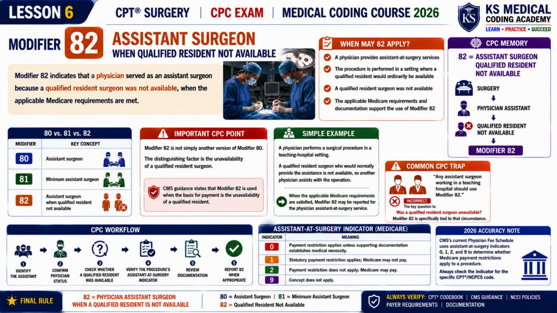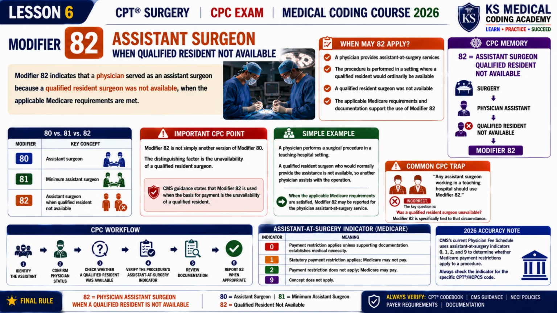For example, a physician performs a surgical procedure, but the qualified resident who would normally provide surgical assistance is not available. Another physician assists with the operation. When the applicable requirements are satisfied, modifier 82 may be reported for the physician's assistant at surgery service. Now compare the three modifiers: 80 equals assistant surgeon, 81 equals minimum assistant surgeon, 82 equals assistant surgeon when qualified resident is not available.